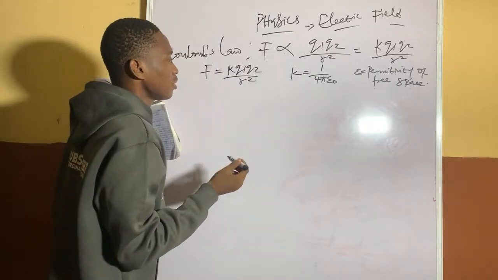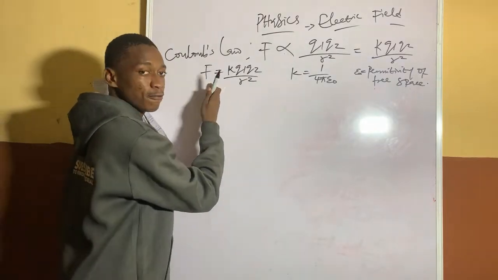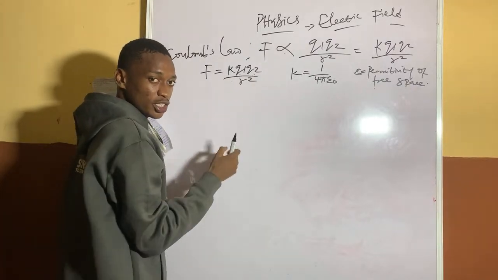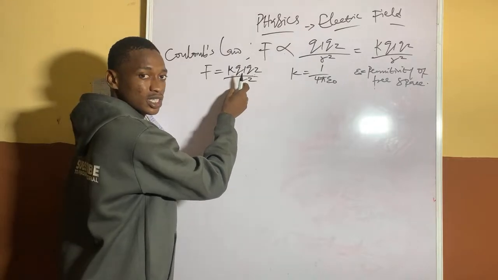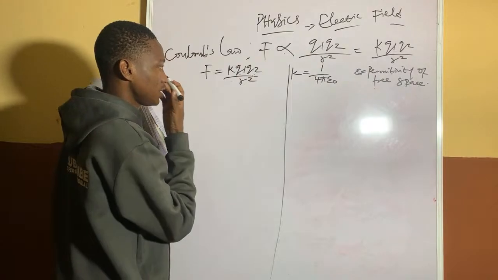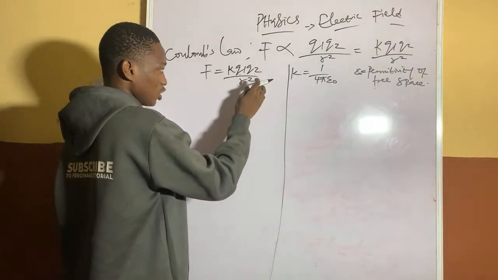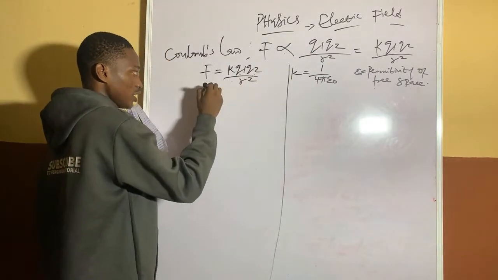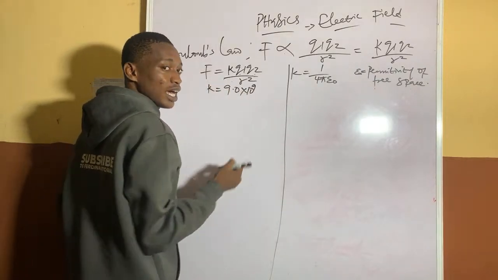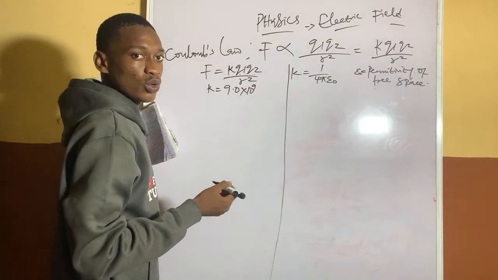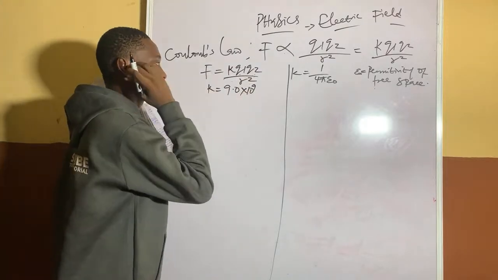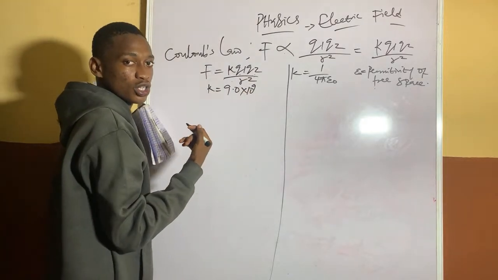Most of the time they can ask you to calculate the force, and they'll give you two charges, Q1 and Q2, charge 1 and charge 2, and R is the distance. So if I have F equals KQ1Q2, K is a constant, which is 9.0 times 10 raised to power 9. Whenever I want to solve a question that involves Coulomb's law, this is the particular formula I'm going to use.